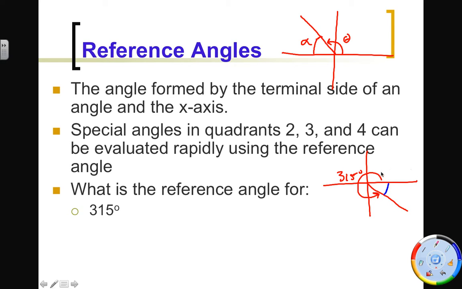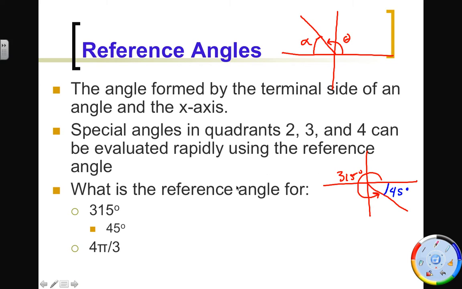Well, you think about, okay, how far left do I have to go to get to 360? Well, it's 45. And this whole circle has to equal 360 degrees, right? Okay, so the reference angle for 315 is 45 degrees.